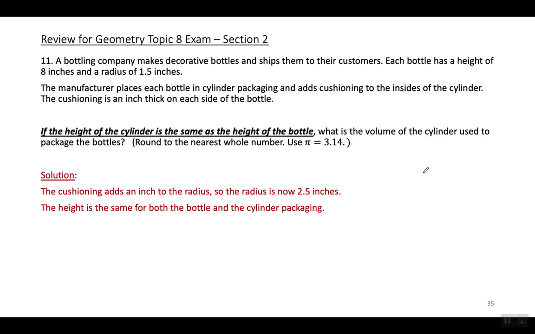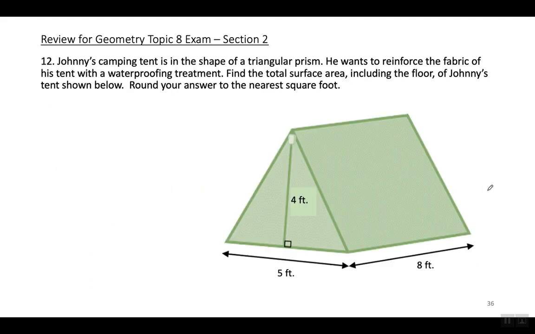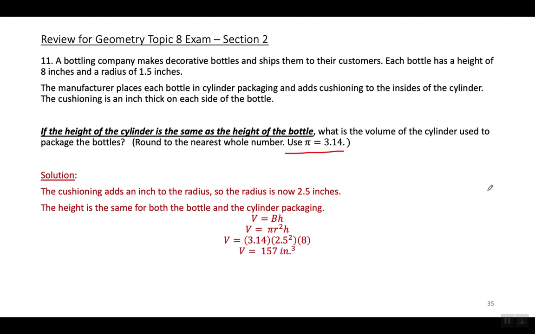The height is the same for both the bottle and the cylinder packaging. So now I'm going to get the volume of a cylinder using the formula, which is area of base times height. The area of the base is pi times radius squared. We know that the radius is 2.5. The height of the bottle is 8. And it says in the question they want us to use 3.14 for pi. So now just work that out, and your answer will be 157 cubic inches.